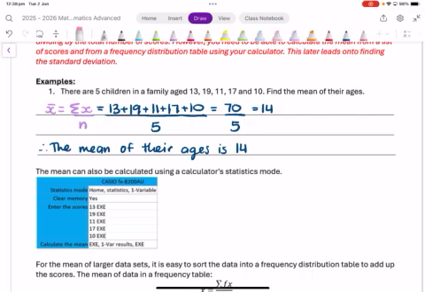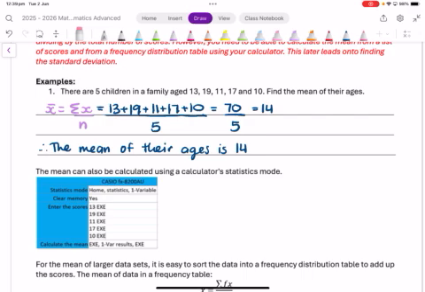Has everyone else been able to work it out? Do people need me to show you on their calculator? How do you clear it? You just go settings, reset, data, yes. Or you can go tools, edit, delete all. All right, does everyone know how to do that now?